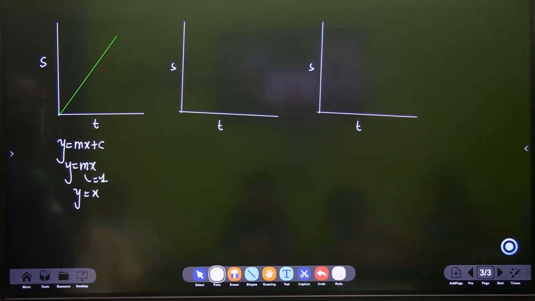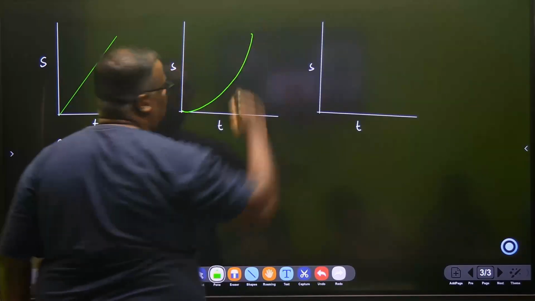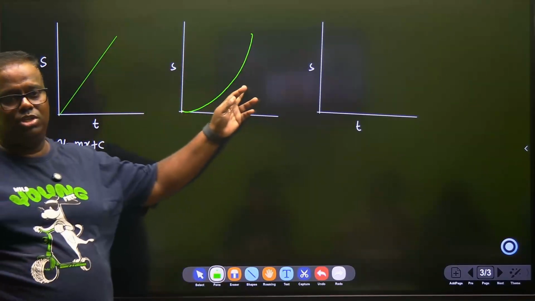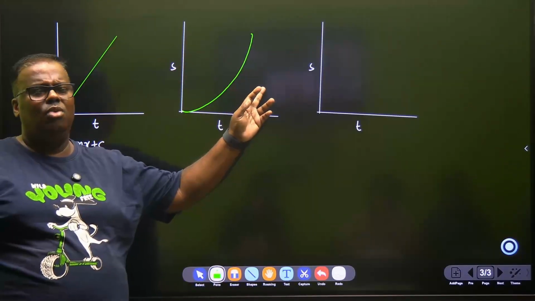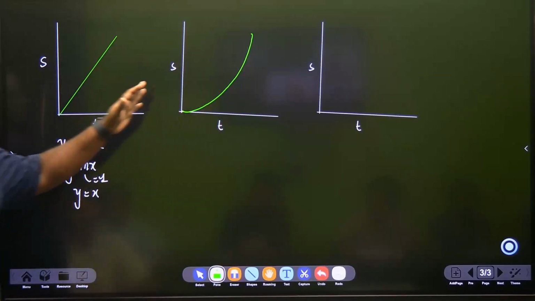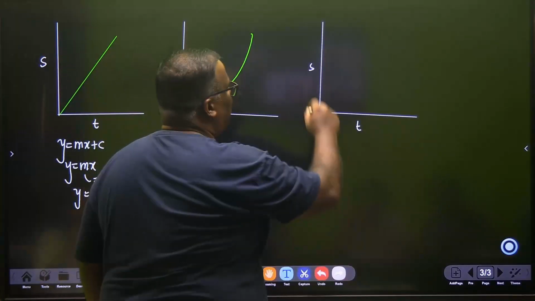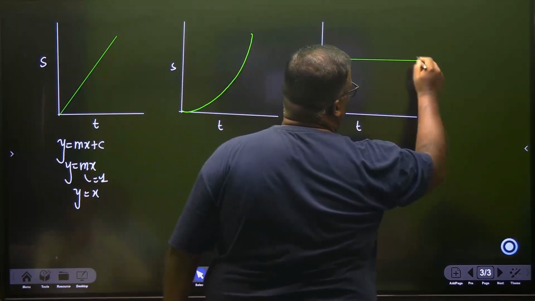So if this motion is non-uniform, then my curve will always be like this. Now look at this non-uniform motion. What do you tell about the speed here? Look, we'll discuss that. Okay, there's a non-uniform motion. Okay, and let's say I have another graph which is like this.